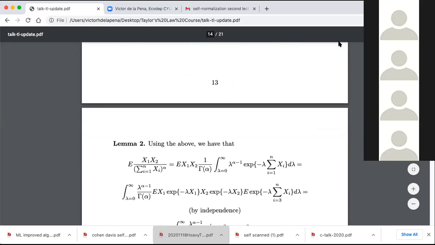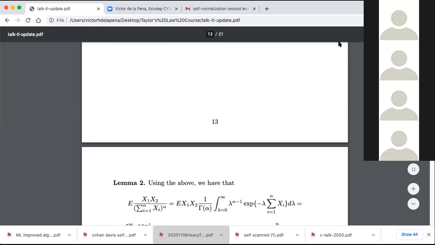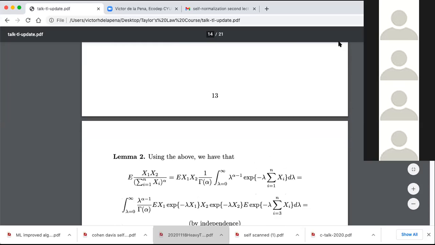Now, another lemma used to obtain the proof is the expected value of X1 times X2 over the sum of X_i to the alpha. One can write this by using the same trick: the expected value of X1 times X2 times 1 over gamma of alpha, times the integral of lambda to the alpha minus 1 e to the minus lambda summation of X_i d lambda, which is equal to the integral of lambda to the alpha minus 1 over gamma of alpha, times the expected value of X1 e to the minus lambda X1 times X2 e to the minus lambda X2, using the same independence trick as before, times the expected value of e to the minus lambda, sum i going from 3 up to n, of X_i.